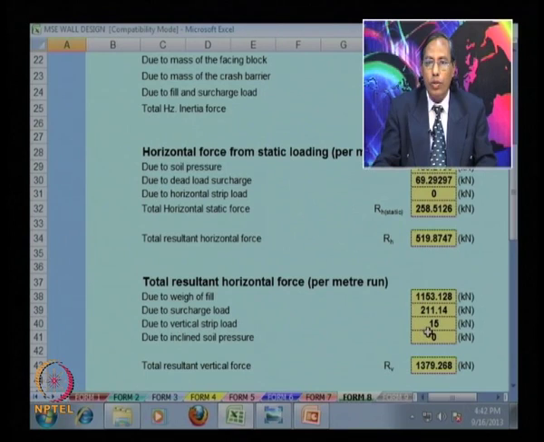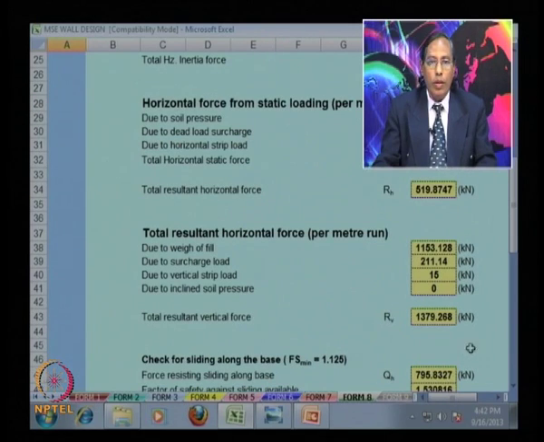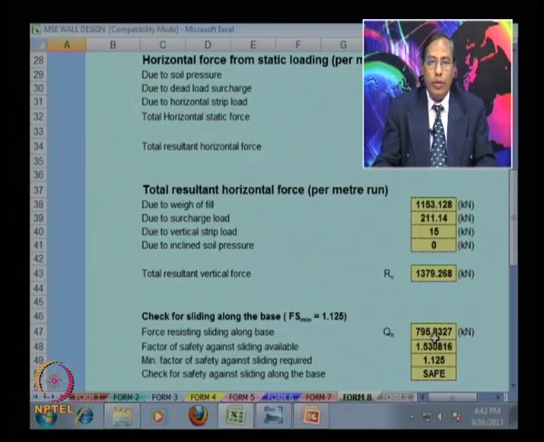Total vertical force per meter run due to the weight of the fill is 1153.128 kilonewton, due to the surcharge load 211.14 kilonewton, and due to the vertical live load, which is given, 15 kilonewton, and due to the incline of soil pressure it is 0. So the total resultant vertical force RV is equal to 1379.268 kilonewton. Check for sliding along the base, assuming a minimum factor of safety of 1.125.